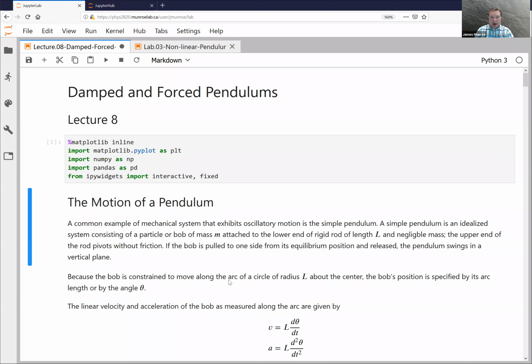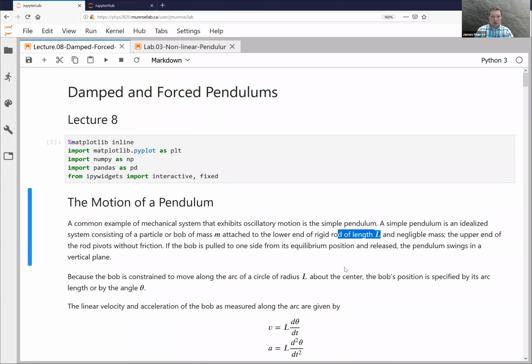So pendulums are mechanical systems that involve some bob or mass at the end of a rigid length or rod. The mass is typically of mass m, the rod is of length L, and we usually ignore the mass of the rod itself for what's called a simple pendulum, though you could do this for a physical pendulum and include the mass of the rod. And in the simplest case, you assume that the rod swings back and forth with no friction. If the bob is pulled to one side from its equilibrium, it will begin to swing back and forth.